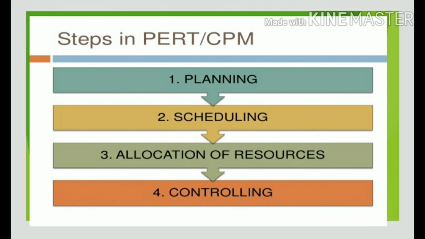Next are the steps in PERT and CPM. There are four steps. First one is planning, second one is scheduling, third one is allocation of resources, and fourth one is controlling.